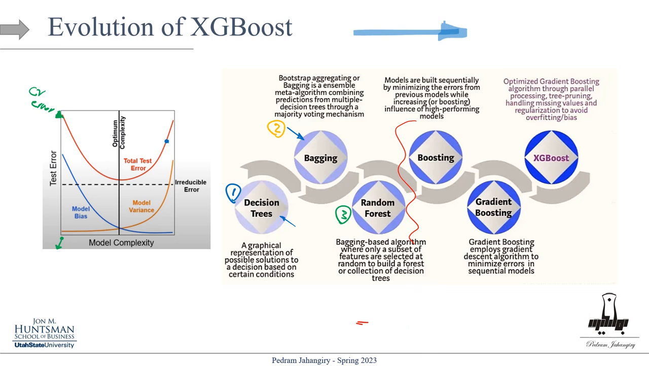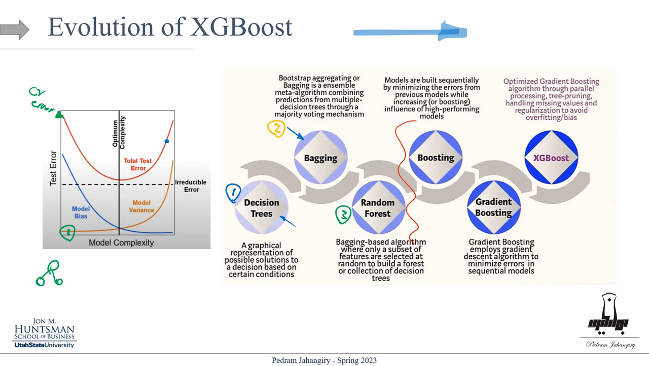We start with a very simple and small tree. Let's say we start with a trunk. Actually, in some of the boosting methods, you start with a trunk. Let's say we start from here. And if we start with a very small tree, the model variance is going to be super small, right?